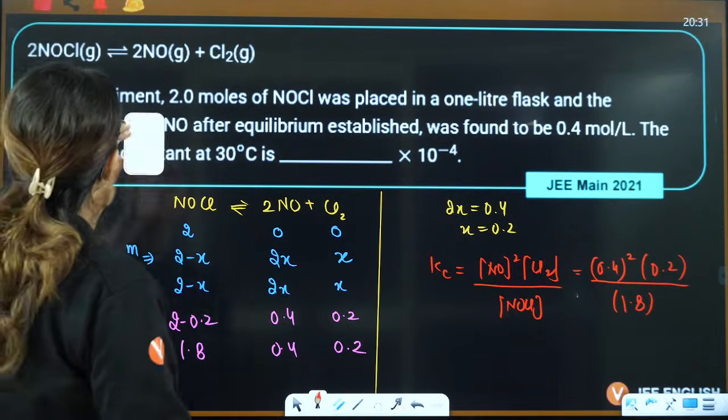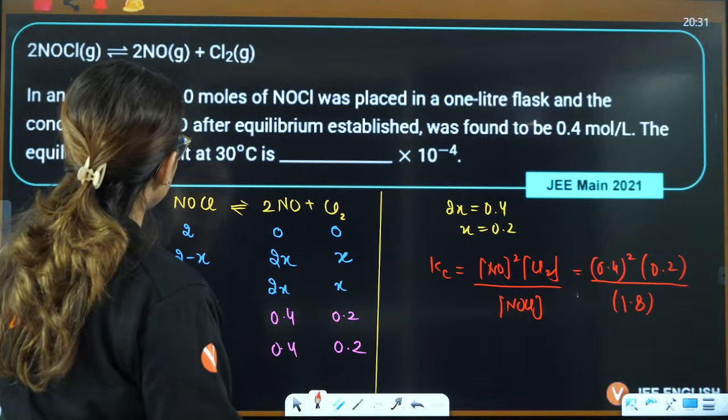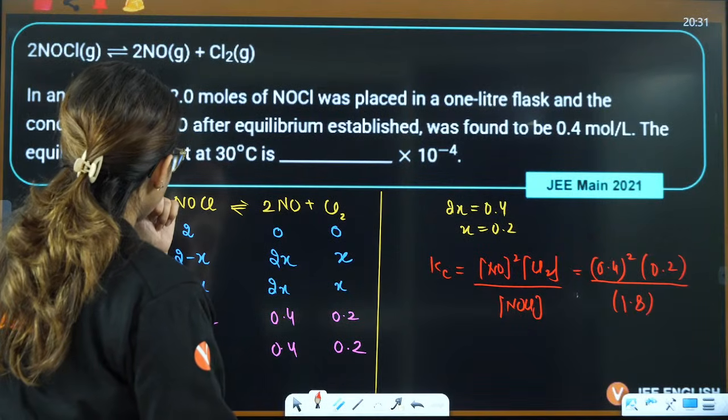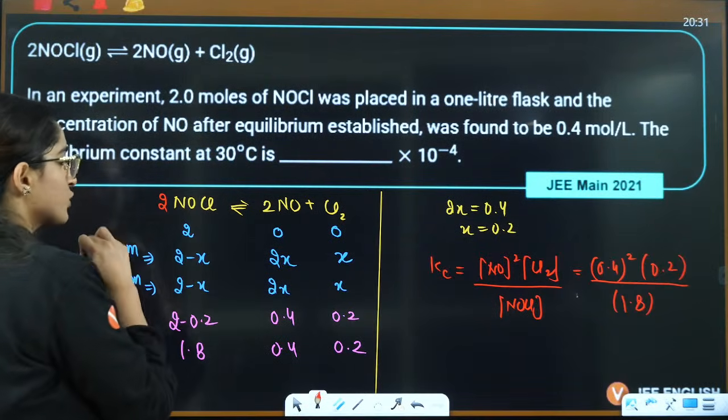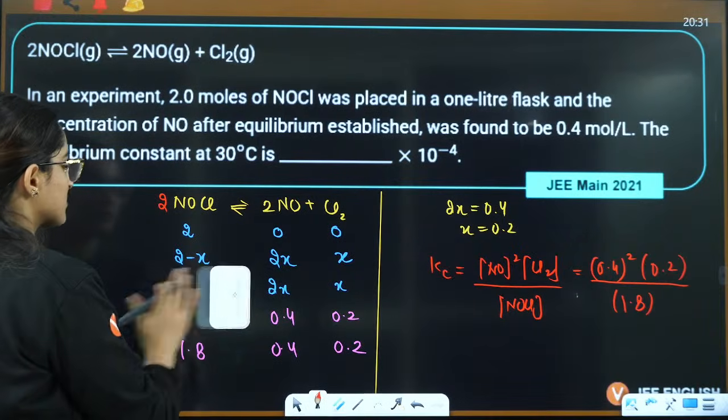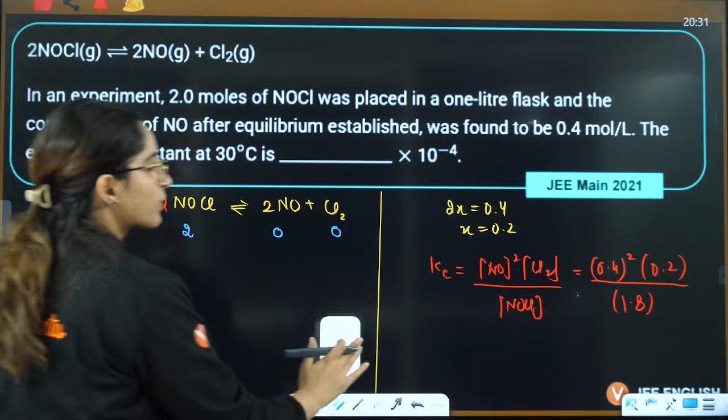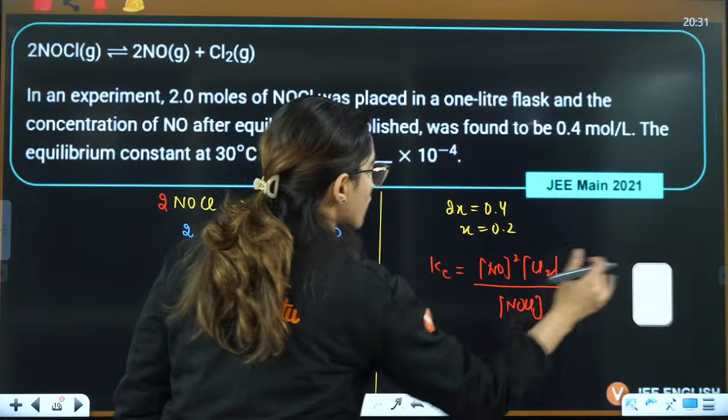Was it not balanced? OMG, what mistakes I'm making. This was not balanced, guys. Nobody said, ma'am, it was not balanced. Just making me do it. Nobody even questioned, ma'am, it was not balanced.